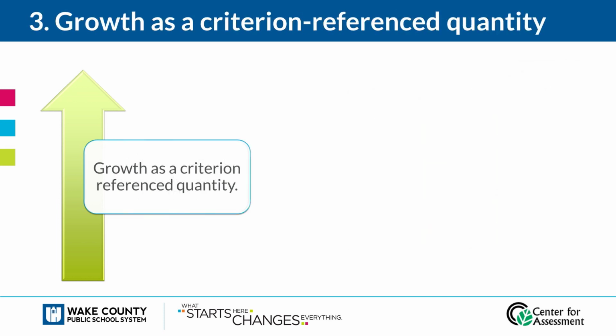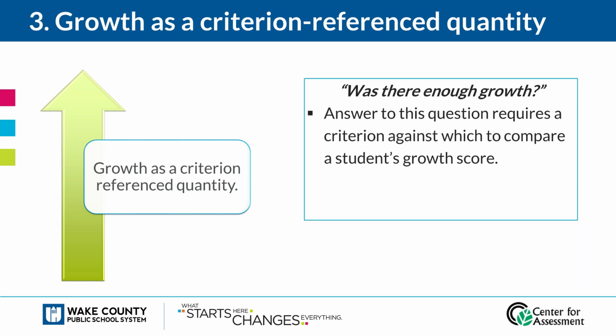Our third approach to calculating growth scores is to consider growth as a criterion-referenced quantity. Regardless of whether growth is considered or computed as an amount of change or as a norm or peer-referenced quantity, in educational settings there is often a desire to know whether that level of growth is adequate. Was there enough growth? Answering questions such as was there enough growth does not require a new growth score, but does require a criterion against which to compare a student's growth score.